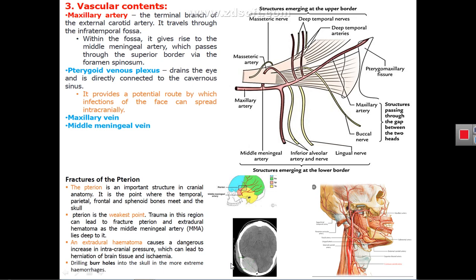And so we may produce a burr hole into the bone to evacuate this extradural hematoma, by drilling the calvaria to get into the hematoma and draining the blood.